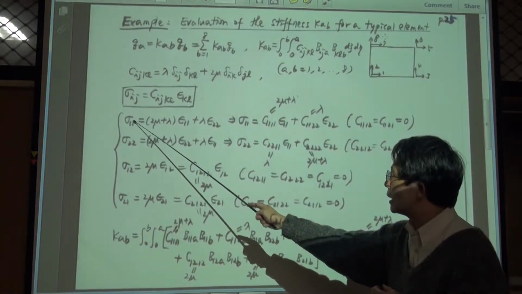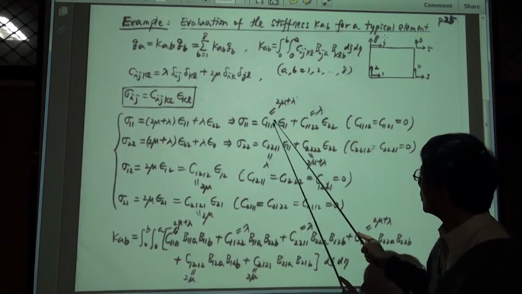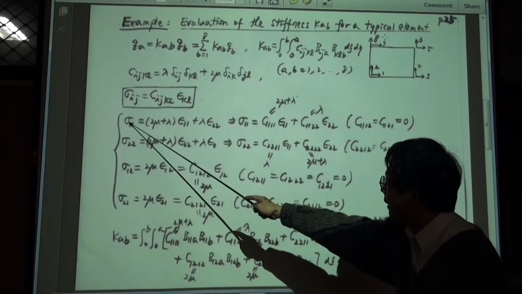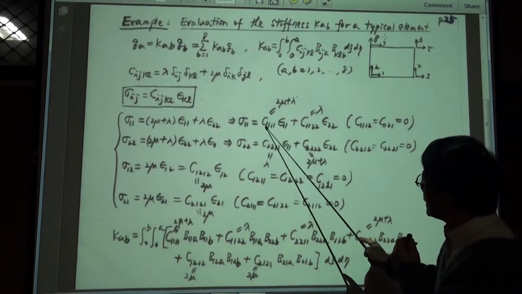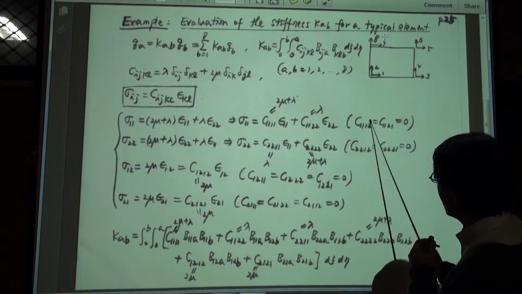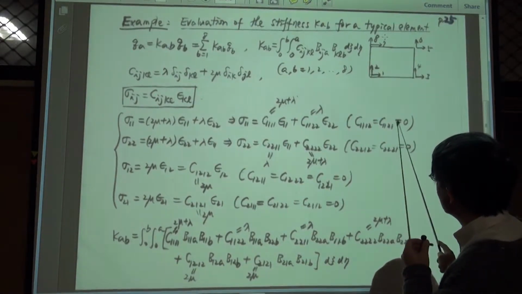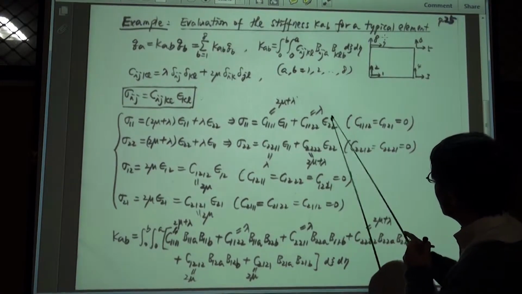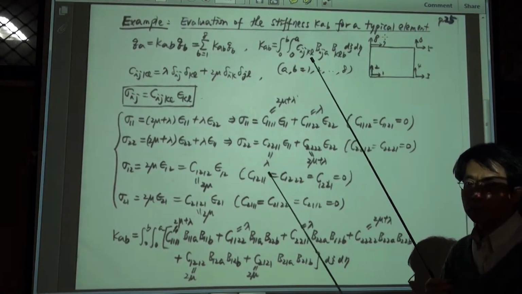Why? Because the stress-strain relation is simple. Sigma 11 is related to epsilon 11 and epsilon 22 only, so only C1111 and C1122 are not equal to 0. For the shear components, C1112 and C1121 equal 0 because we don't have epsilon 12 or epsilon 21 here. So these two material constants are equal to 0.